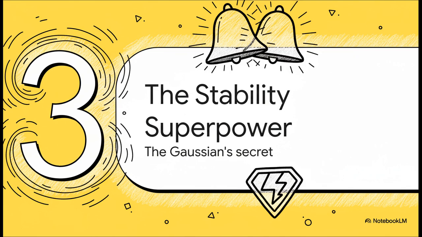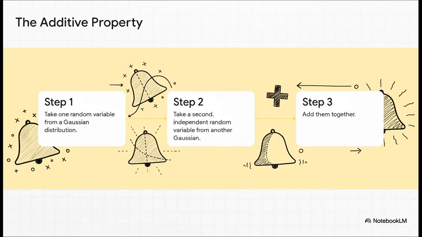This property is another massive clue as to why it's so dominant in our world. So check this out. It's super simple. Imagine you grab one random number that comes from a bell curve. Then you go and grab a second random number from a totally different, totally independent bell curve. So what do you think happens when you just add them together?